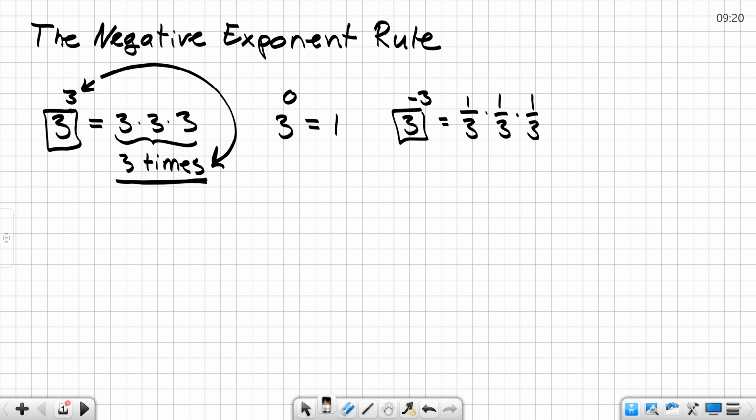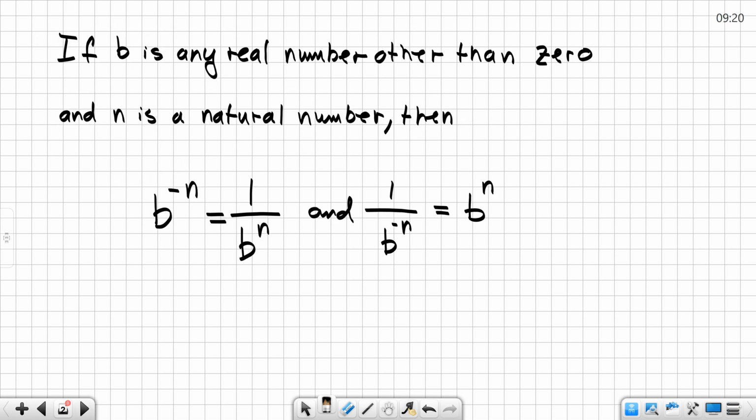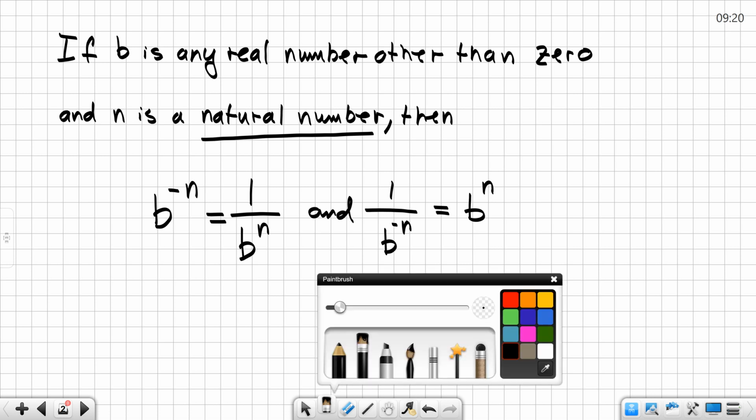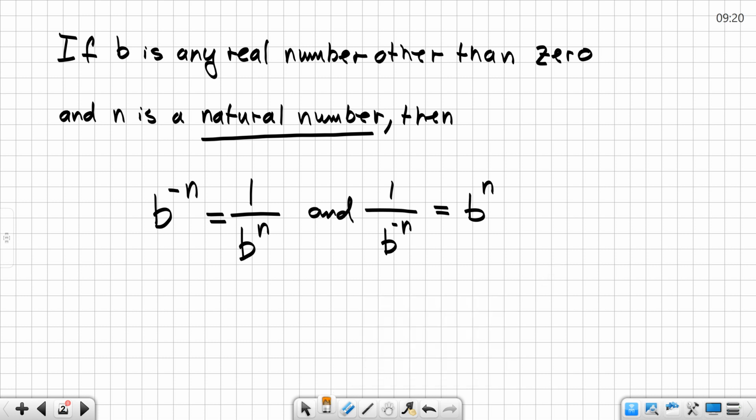So if we are writing down this rule, then we have that for any real number b other than 0, and if n is a natural number, that just means the number is positive, then I have that b raised to the negative n is the same thing as 1 over b raised to the positive n. So in other words, this thing right here just moves down there, and this negative number becomes a positive number. This whole thing goes into both directions.